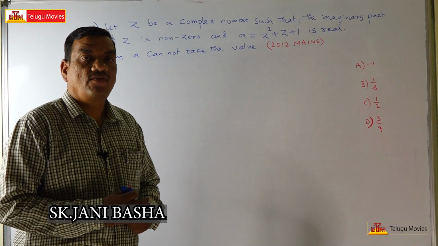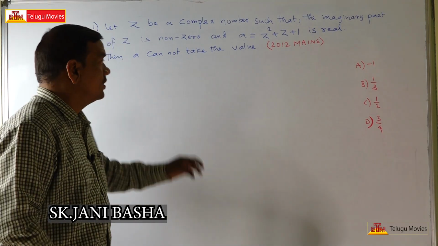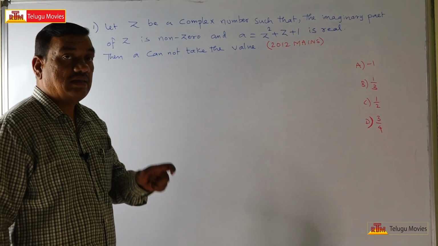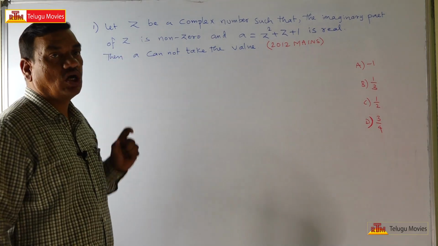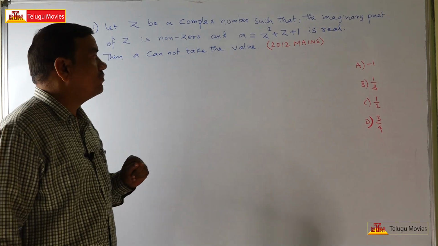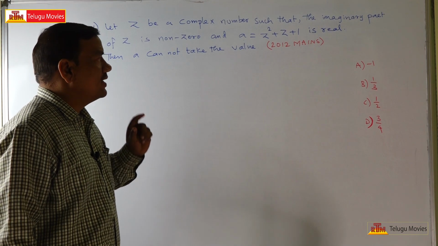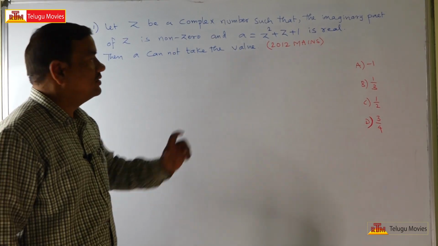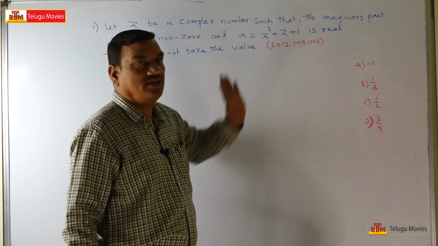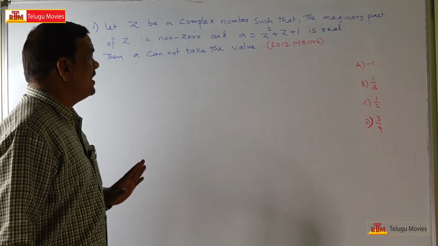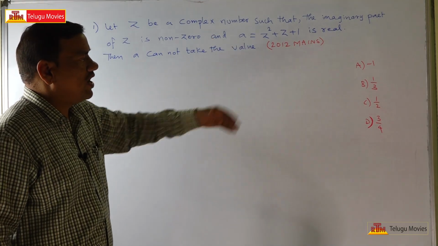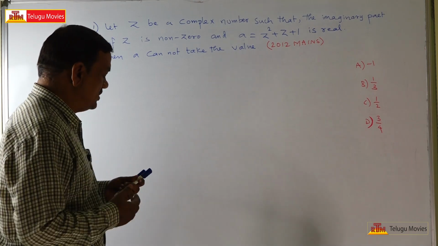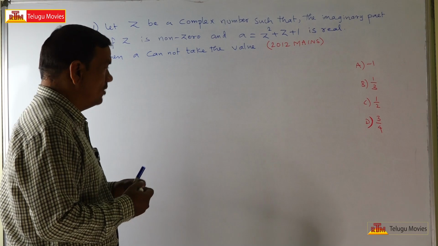Dear students, welcome to the first problem. Let Z be a complex number such that the imaginary part of Z is non-zero, and A is equal to Z square plus Z plus 1 is real. This complex number is real. Then A cannot take the values. Which of the values A cannot take? Okay, now let us solve this problem.